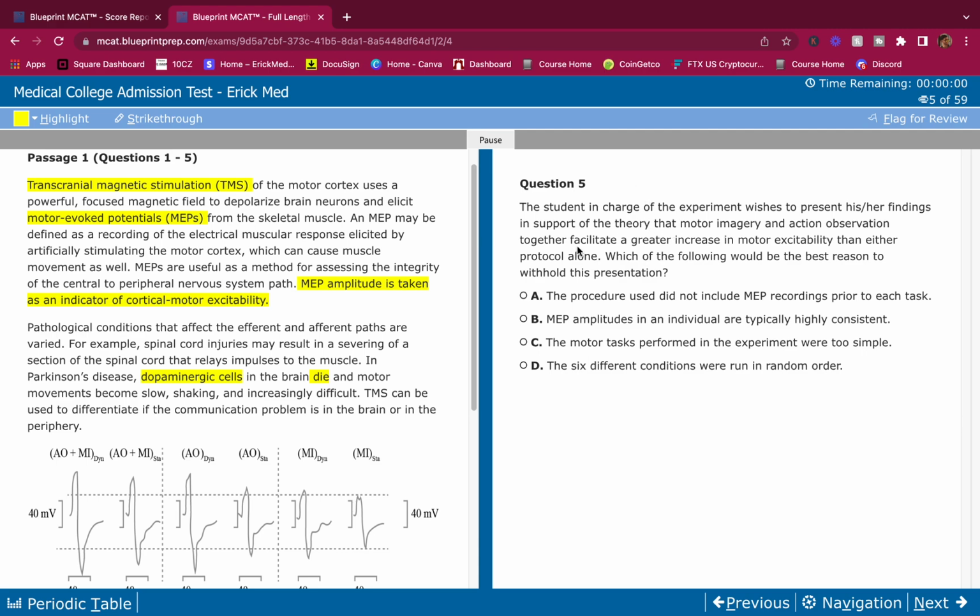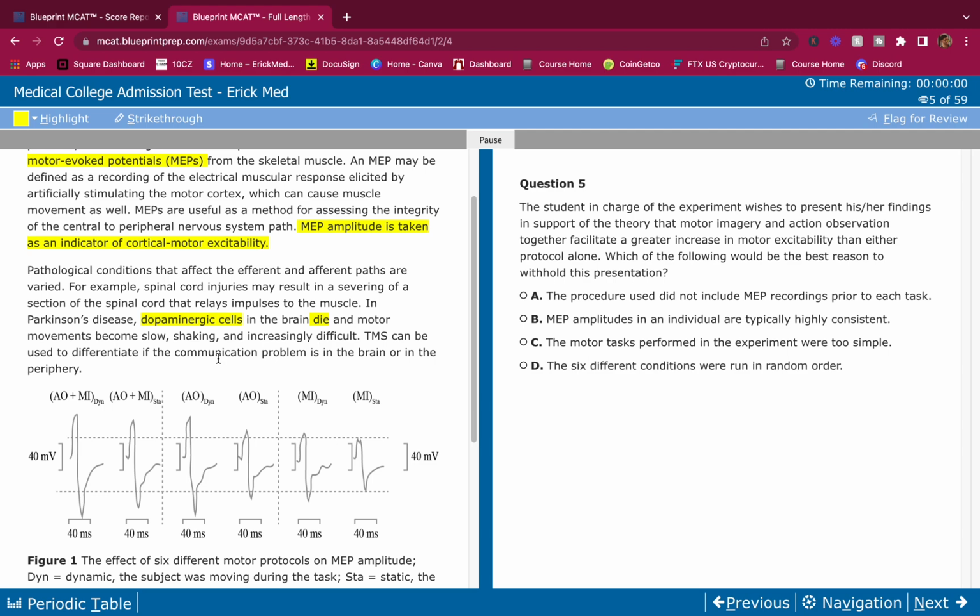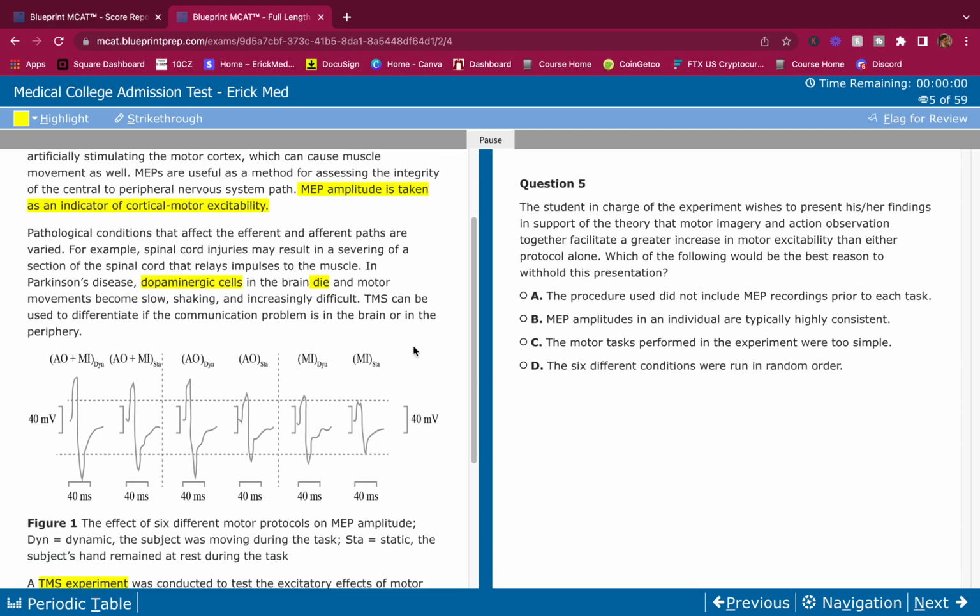I see that they're trying to perform an experiment and show their findings, but in an experiment, you need certain things to go on. You need your control. You need your results. You need your negative, your positive control. You need those. So, let's see which one goes along with that, because remember, we're withholding these findings.